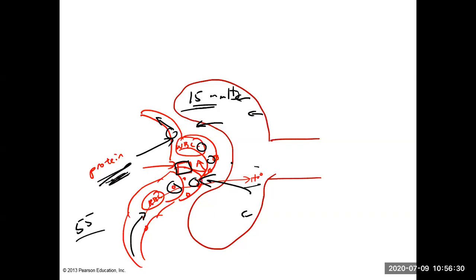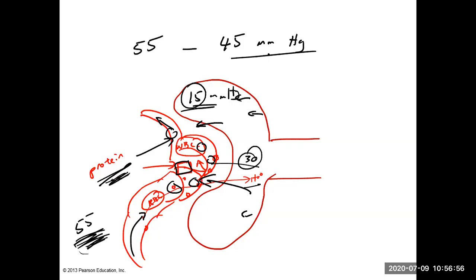But is any of the water going back? No, it's not. Why not? Because this force is high; the pulling force is about 30 millimeters Hg. So when you add up 30 and 15, that gives you 45 millimeters Hg of opposing force. But our primary force is 55. So 55 minus the 45, the two opposing forces. What do we get? We get 10 millimeters Hg, which is called net filtration pressure.